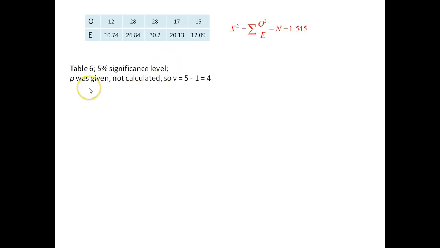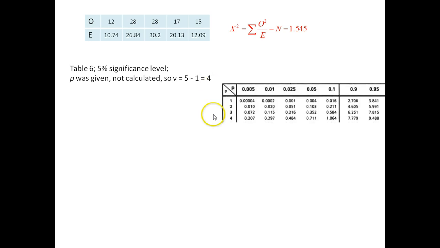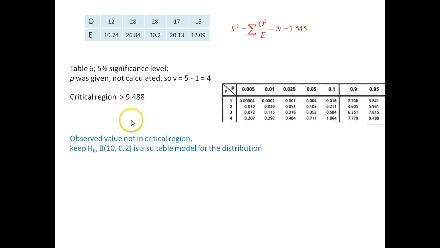Looking up table 6, 5% significance level, p was given, not calculated, so our degrees of freedom is 5 boxes take away 1, which is 4. In the table, 4 degrees of freedom, 0.95 as our significance level. Above that is the critical value, and above that is my critical region. My value is well below that, so it's not in the critical region. So I'm keeping the binomial as a suitable model for the distribution.